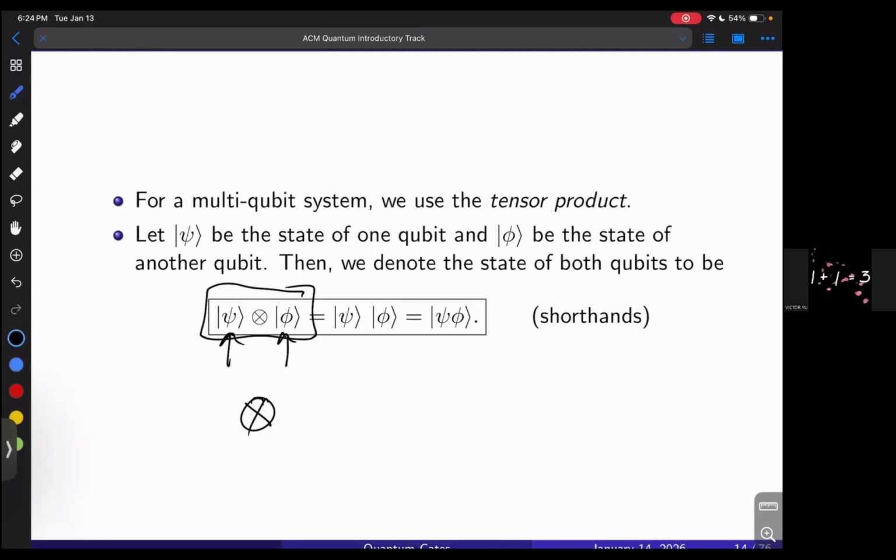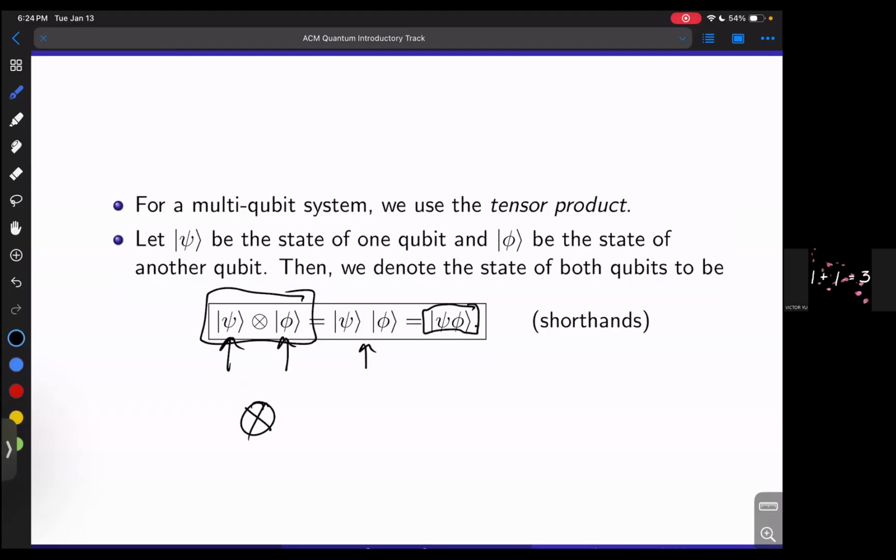A shorthand that we'll use a lot is that you can just omit the tensor product in the middle. And sometimes we'll even omit the two separate kets and just put the two symbols in the same ket. Those are just shorthands, but implicitly they mean the tensor product. Does that make sense to everyone?